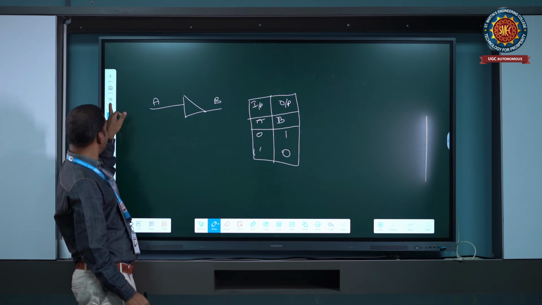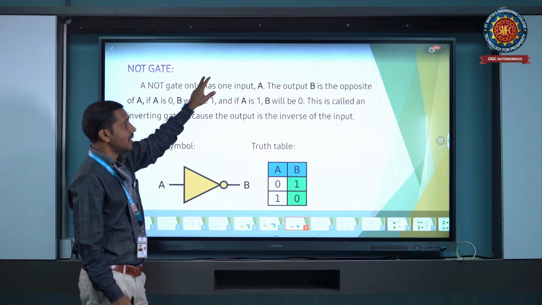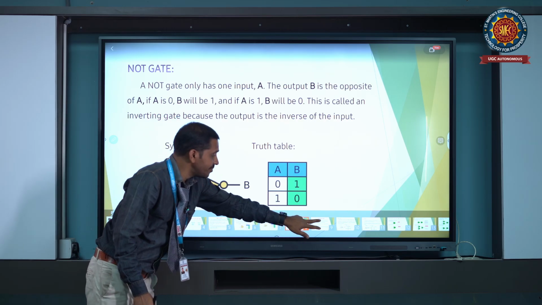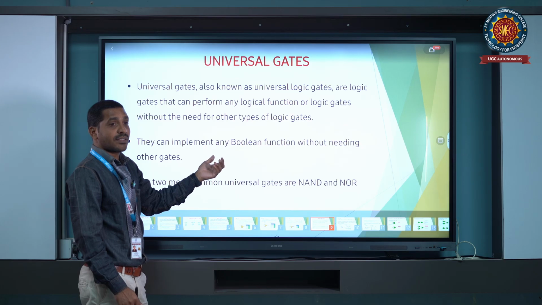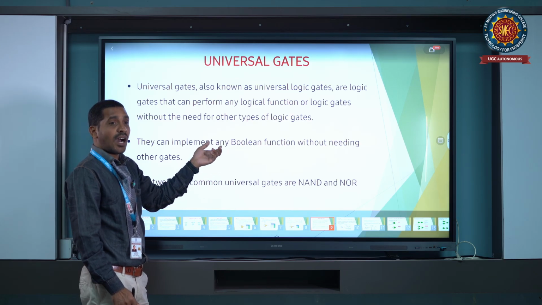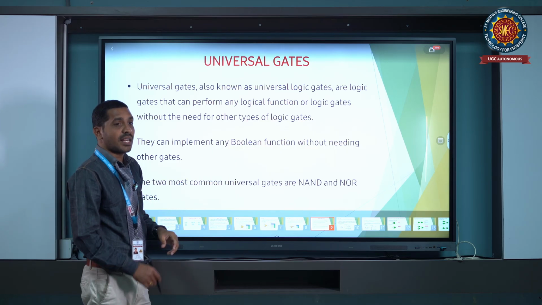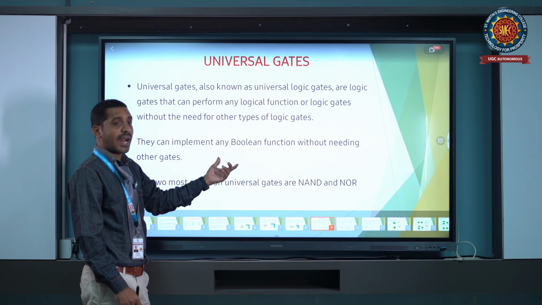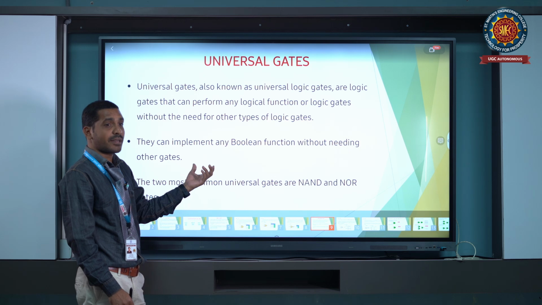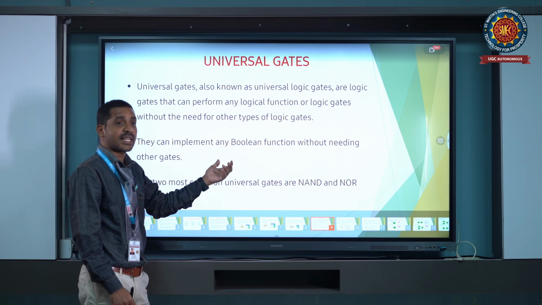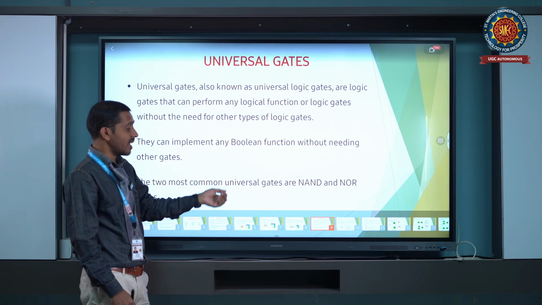Next, coming to universal gates. The NAND gate and NOR gate are universal gates, because all the other gates can be realized using the NAND gate and NOR gate. There are two universal gates: NAND and NOR. Any Boolean expression can be minimized using NAND and NOR gates, so they are called universal gates.